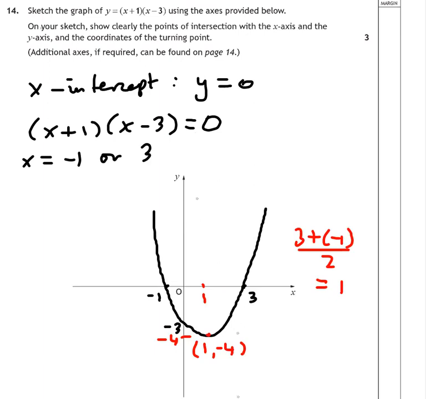And I think that's everything we were asked for. So show clearly the x-axis, y-axis. Yeah, that's all the information.